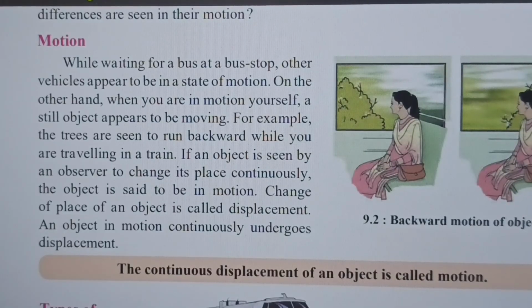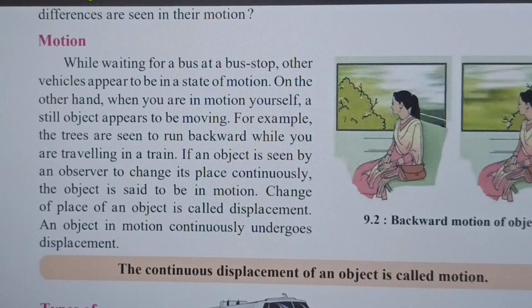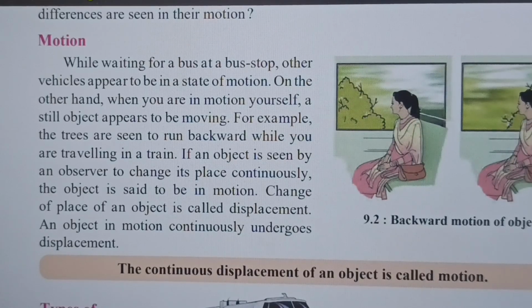So this is the meaning of motion. Continuous displacement of an object is called motion. This is the definition of motion. So it is very easy. You just need to remember the simple definition: the continuous displacement of an object is called motion. Isn't this very easy? Further we will see what is given.